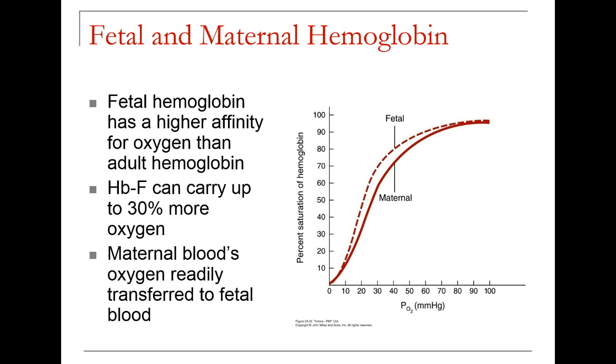All right, and then there's another way: the difference between fetal blood and maternal hemoglobin. Fetal hemoglobin has a really high affinity for oxygen. And remember, a fetus is getting oxygen from mom, not from its own lungs. Fetal hemoglobin can carry 30% more oxygen. So this means that the maternal blood doesn't hold the oxygen as well as the fetal blood, so it's really easily transferred over to the fetus.